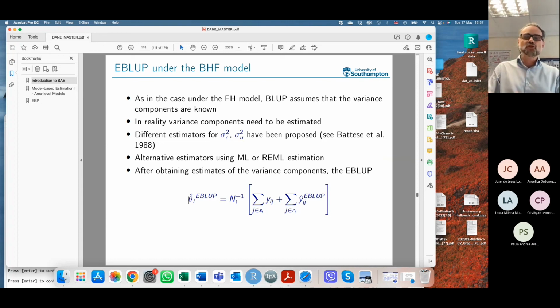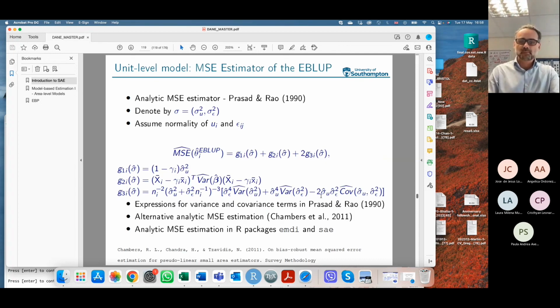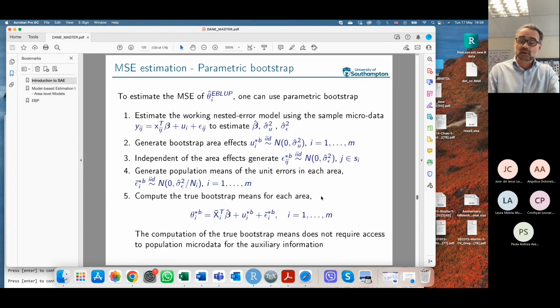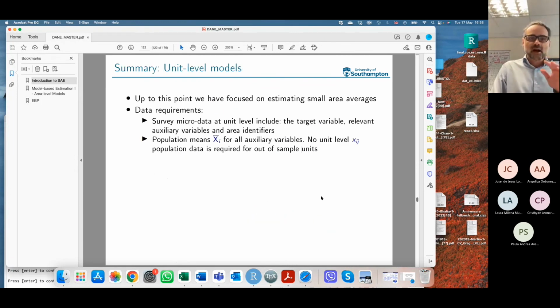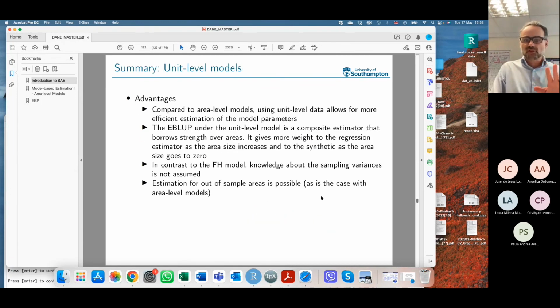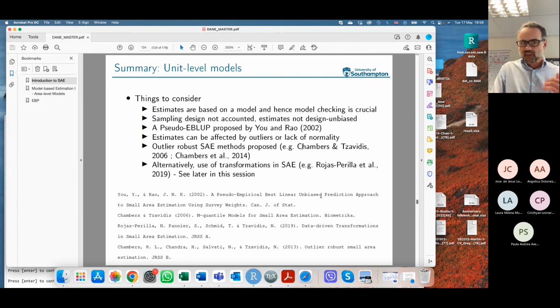And what we're going to do on Friday, we're going to meet again at 9 o'clock your time, we're going to continue with the unit level model. We're going to talk a bit about mean squared error estimation, and we have analytic mean squared error estimators for parameters such as the small area mean, but we also have parametric bootstrap solutions to the mean squared error estimation, which are going to become more and more important as we end up estimating more general parameters that are used in poverty mapping. And after that we give a summary of unit level models. I'm going to summarize the advantages and so on of unit level models, and also a few additional things to consider.